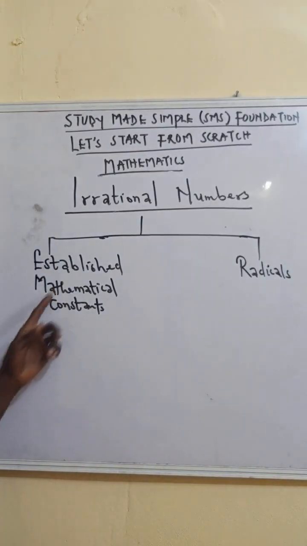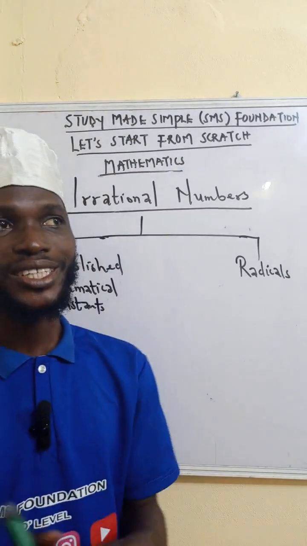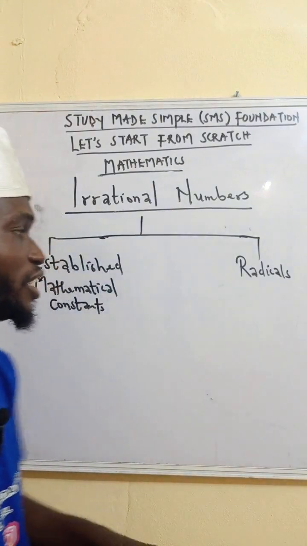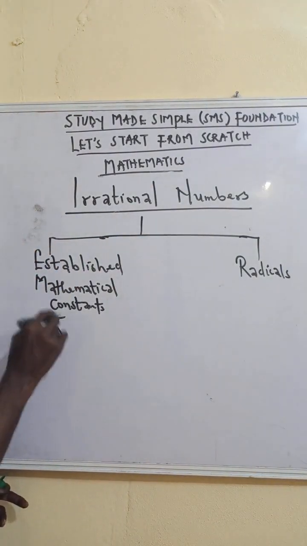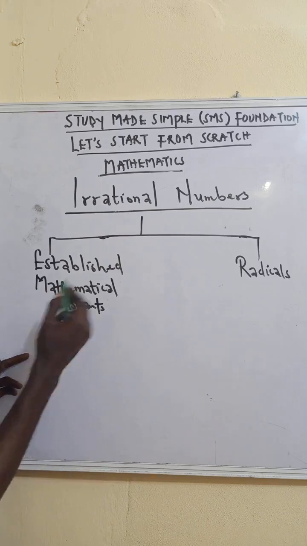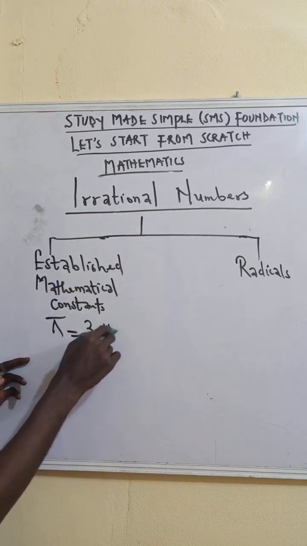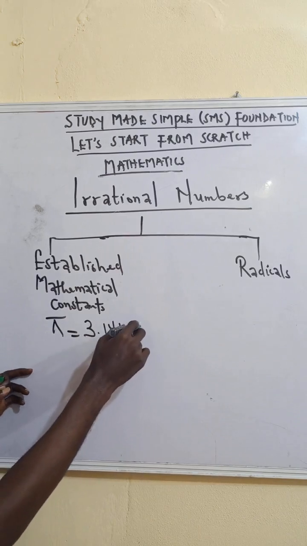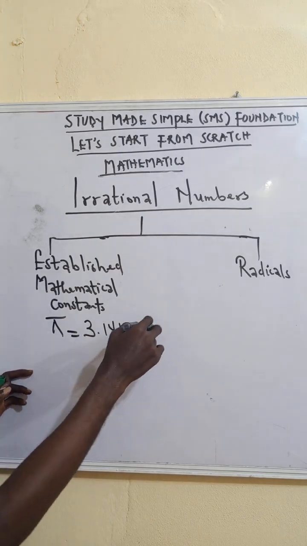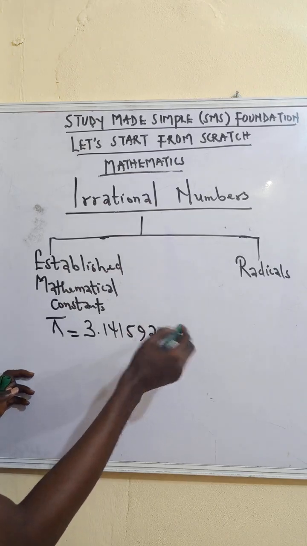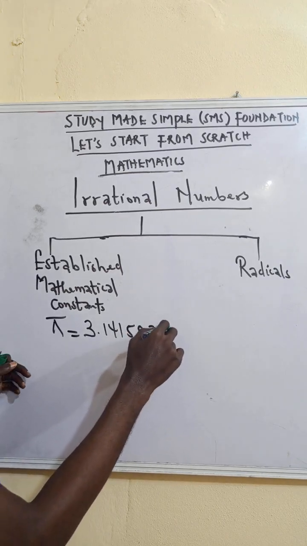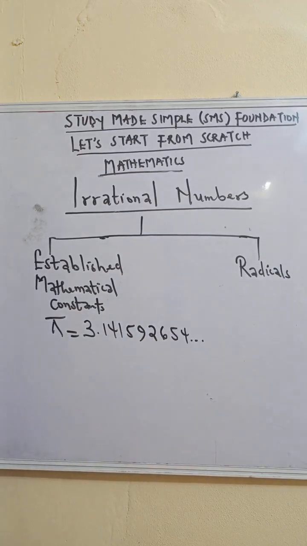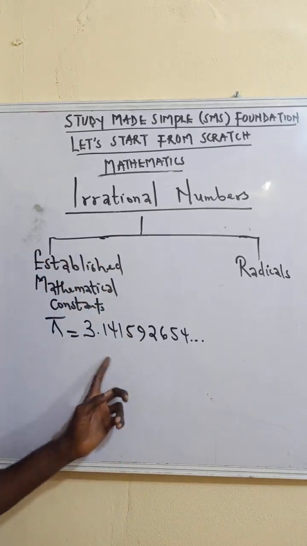So what are established mathematical constants? Those constants that we have in maths that we already have constant values for. For example, pi, like I wrote in the previous video, 3.14159265 4, and so on. This is the value of pi, and I've given you the trick to remember it.